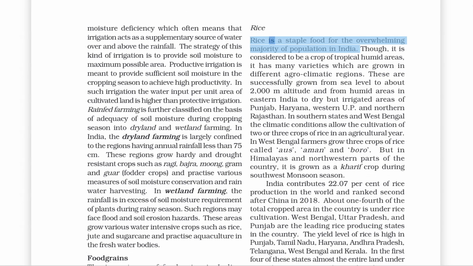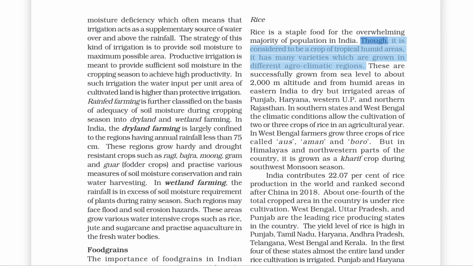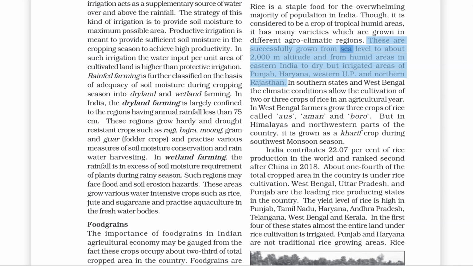Rice. Rice is a staple food for the overwhelming majority of population in India. Though it is considered to be a crop of tropical humid areas, it has many varieties which are grown in different agroclimatic regions. These are successfully grown from sea level to about 2,000 m altitude and from humid areas in eastern India to dry but irrigated areas of Punjab, Haryana, western UP and northern Rajasthan.